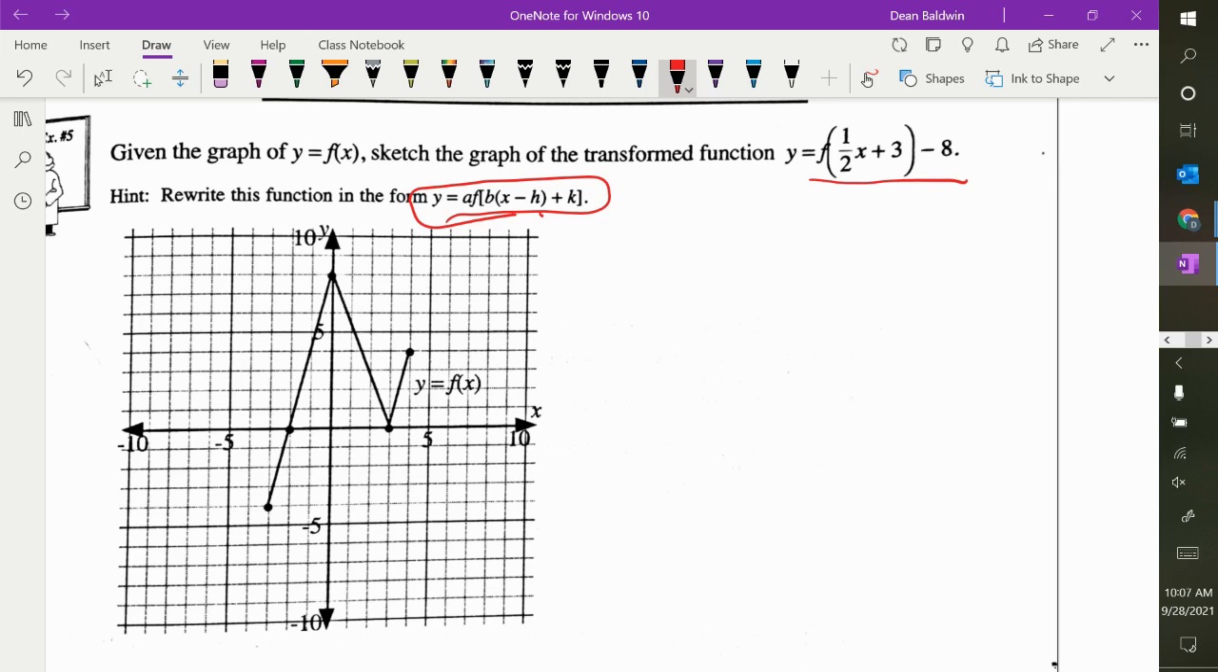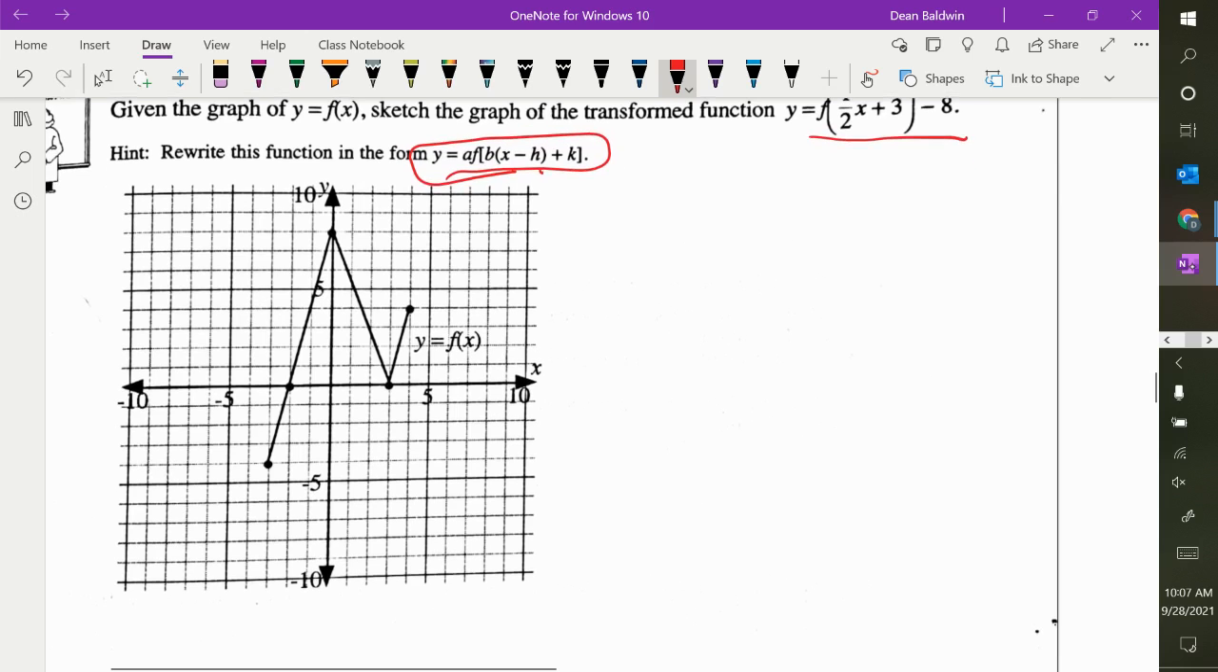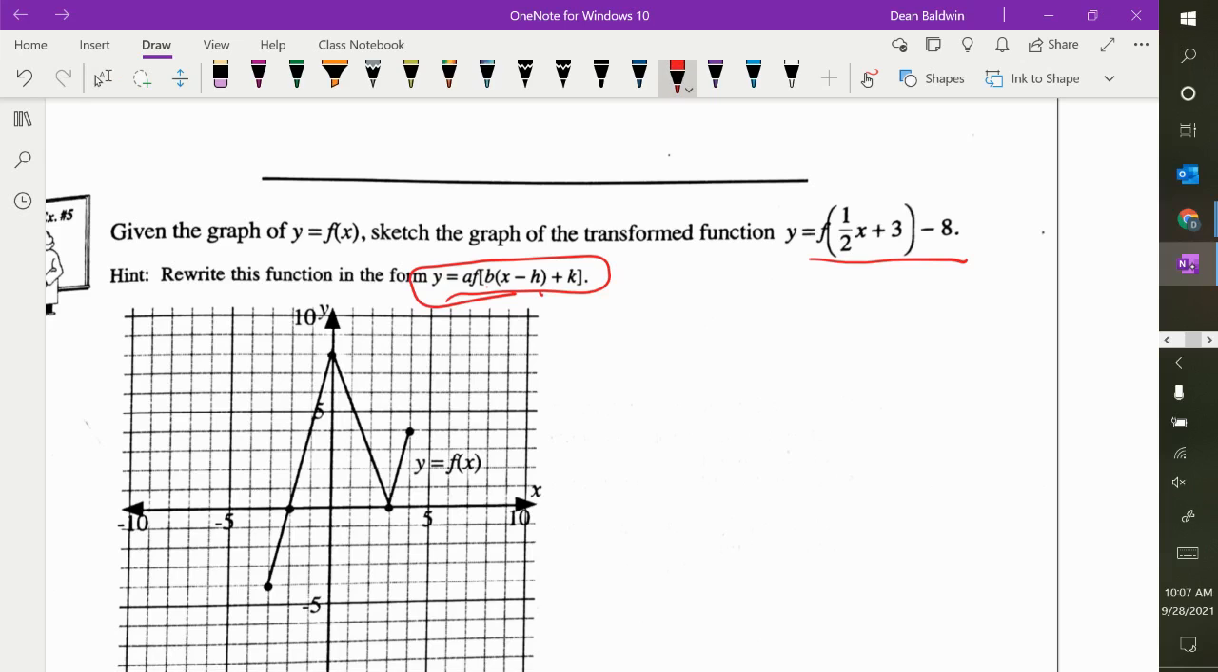Nope. Because x and 3 are not, is b in the bracket with x and 3? There's no brackets. If you look at this, it's b bracket x minus h. This does not have that. You need to make this look like this. So how am I going to get brackets in the middle there? That would work, but that's not how you do it. Because 1 doesn't really do anything. So it does work.